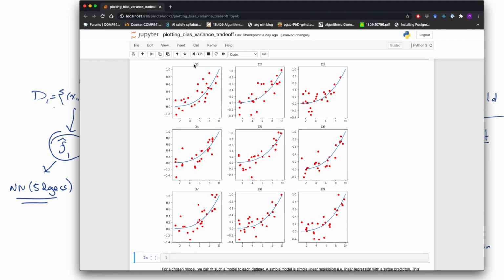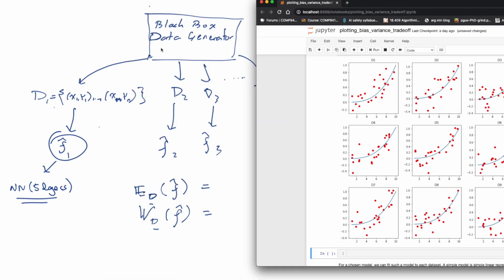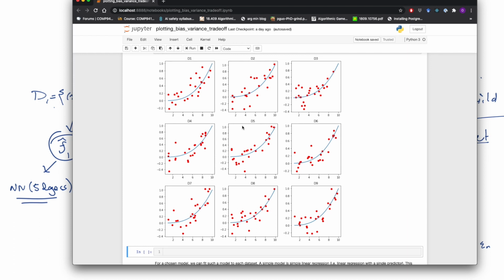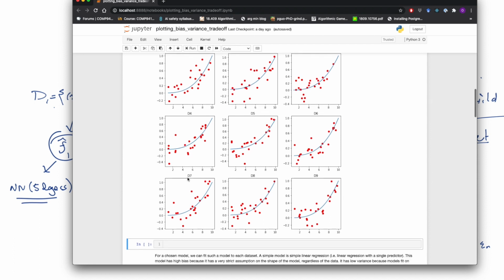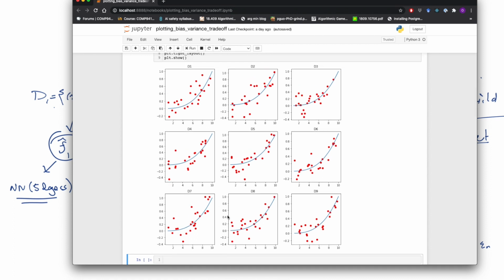What I'm trying to explain here is basically this picture. The black box data generator is giving us different data sets. You can see here the same true function is the blue function, but every time I'm getting a different data set. So I have 9 different data sets. And now what I want to do is build the same model on each of the data sets. I'm going to get a different model each time because the model is based on the actual data.